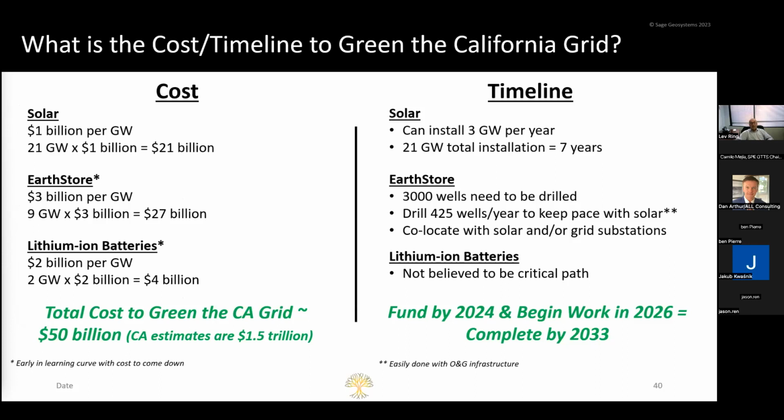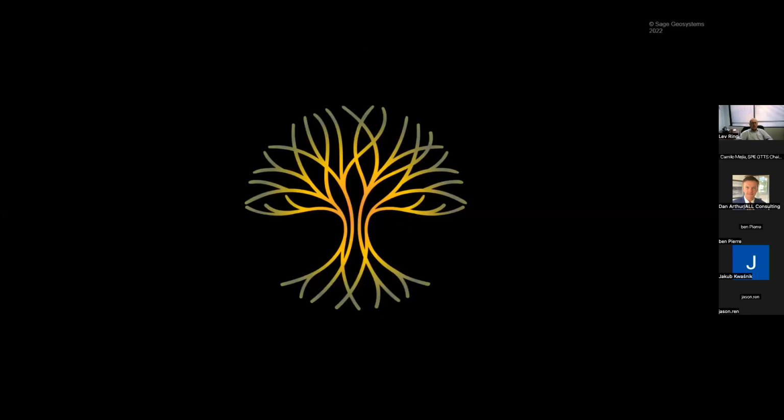It may sound like a big number, but it's not, because everything else, when you look at greening the grid, you're talking about trillions of dollars. So that is the success, the vision of success, and I'll open it for questions.